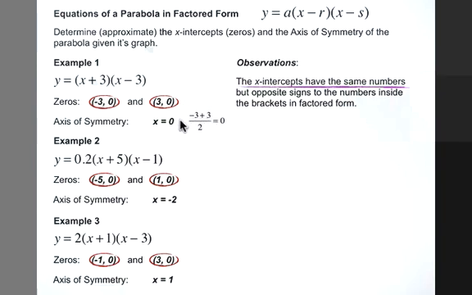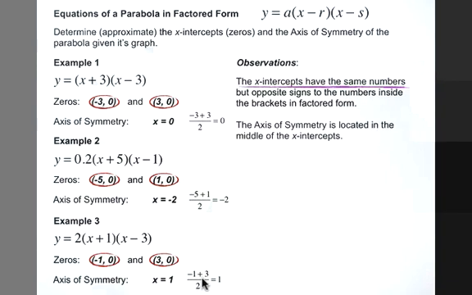We also can calculate the axis of symmetry by adding the two x values from the coordinates of the zeros and dividing by 2. It works out every time. The axis of symmetry is located in the middle of the two x-intercepts. And the way that you can find it is by adding the two x-intercept x coordinates together and dividing by 2.